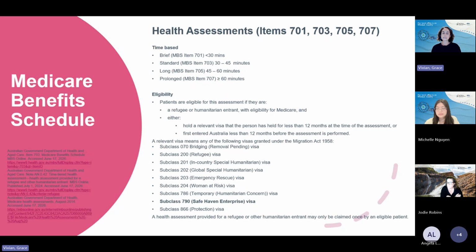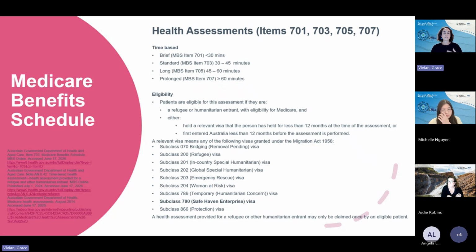As you can see, these are the visas that are listed. At HES, we see everybody except for the bolded visa number there, the 790. In practice, though, we mainly see the 200s subclass, which are our main refugee visas. Again, this is where it gets very finicky, and inquiring about visa and date of arrival into Australia really becomes relevant from the health assessment point of view.